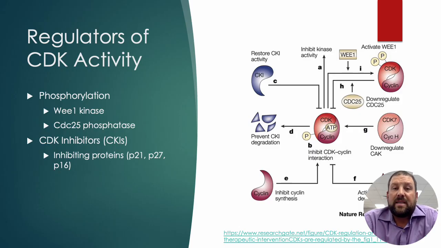To summarize, CDK activity is tightly regulated at multiple levels. Phosphorylation acts as an on-off switch. Wee1 and CDC25 set the pace, and CKIs provide emergency brakes. Together, they create a highly reliable system that protects the integrity of the cell cycle.